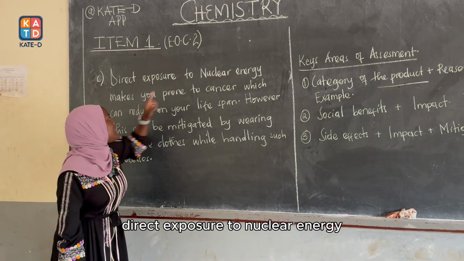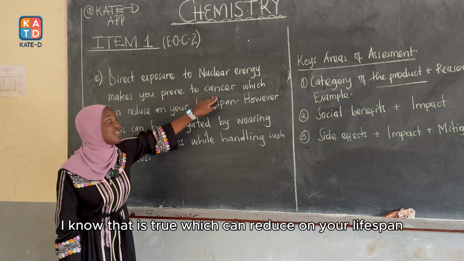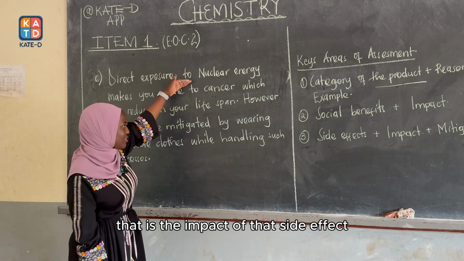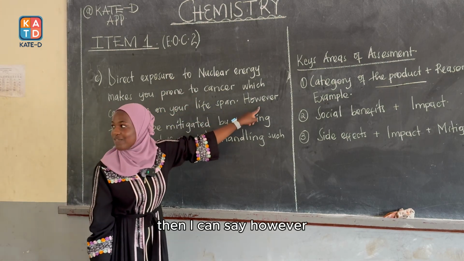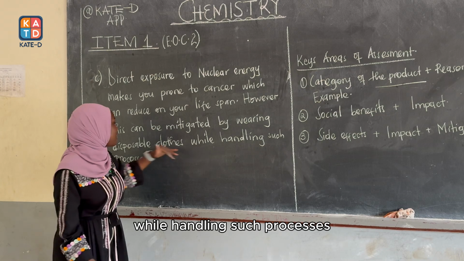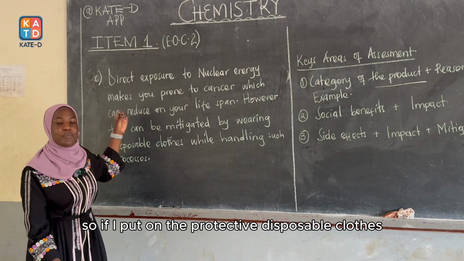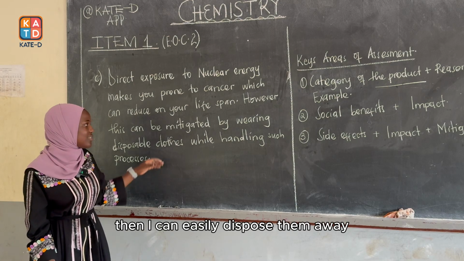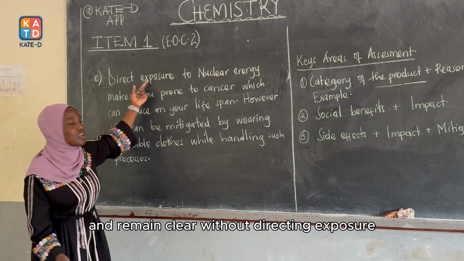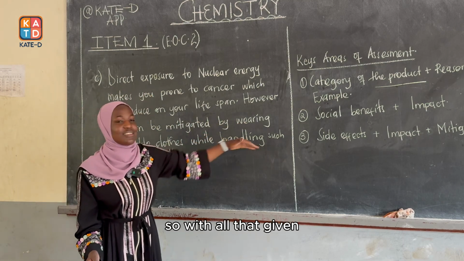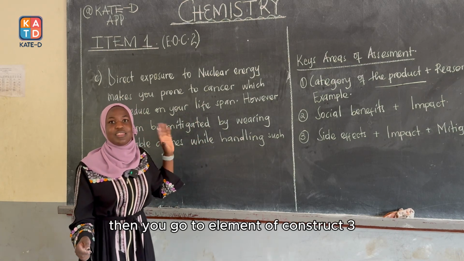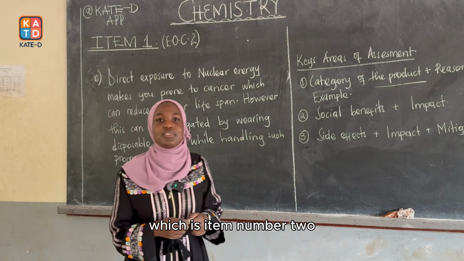Direct exposure to nuclear energy makes you prone to cancer. I know that is true, which can reduce your lifespan. That is the impact of that side effect. Then I can say, however, this can be mitigated by wearing disposable clothes while handling such processes. So if I put on the protective disposable clothes, then I can easily dispose of them and remain clean without direct exposure. So with all that given, item number 1 is already done and good to go. Then we go to element of construct 3, which is item number 2.